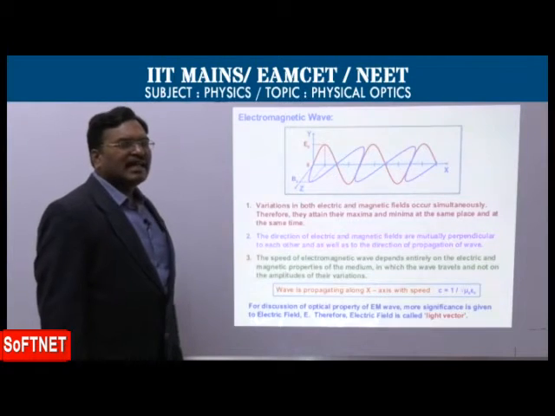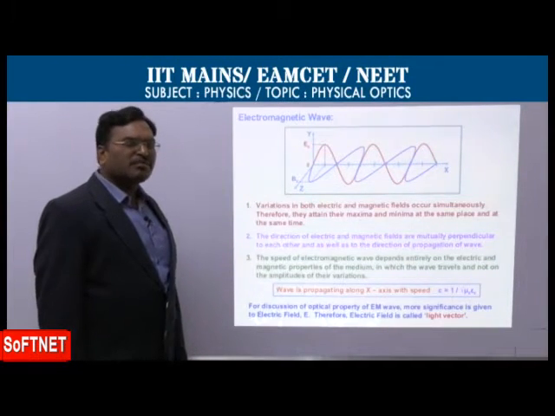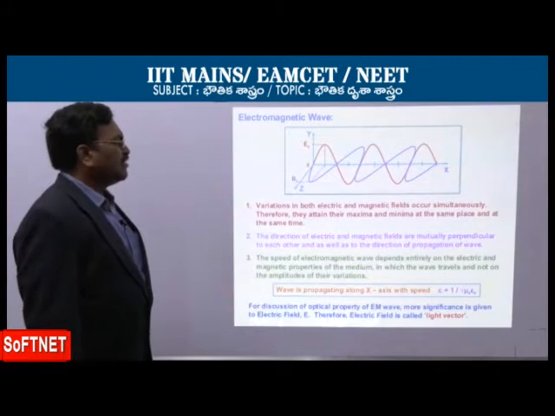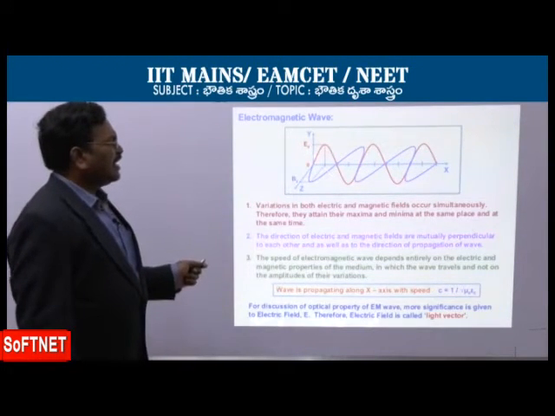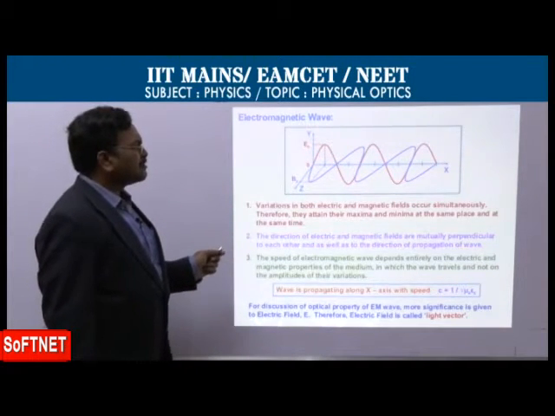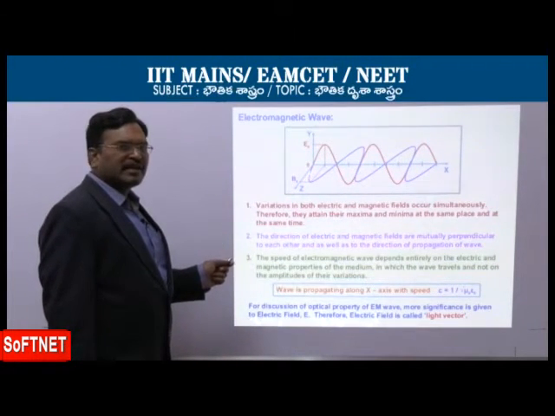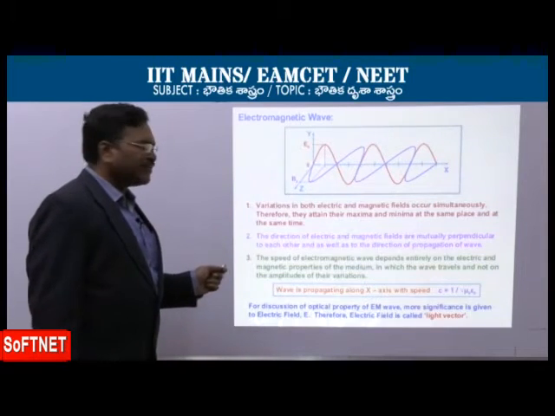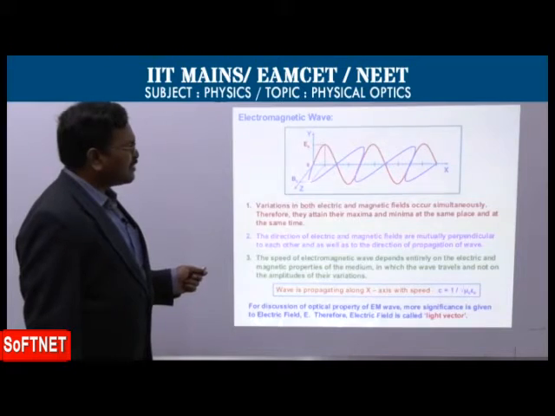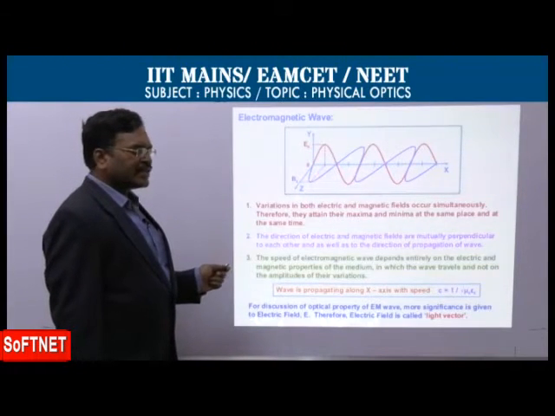Here you know that light rays are nothing but what? Electromagnetic waves. Light rays are electromagnetic waves. Now, in an electromagnetic wave, we have the electric field vector and the magnetic field vector. E represents the electric field, the intensity of the electric field. B represents the magnetic induction field. E naught is the maximum value of the intensity of the electric field. B naught is the maximum value of the magnetic induction field.